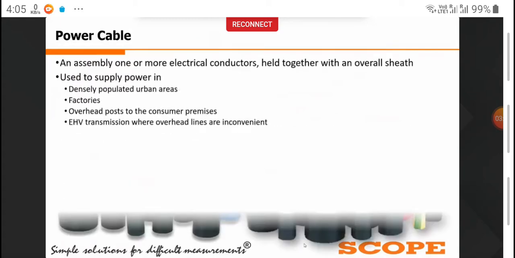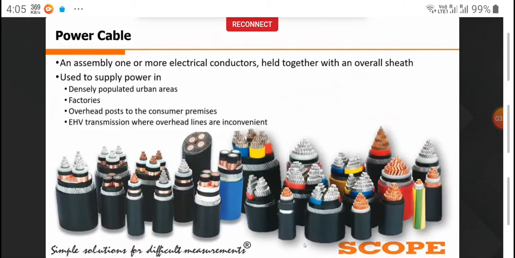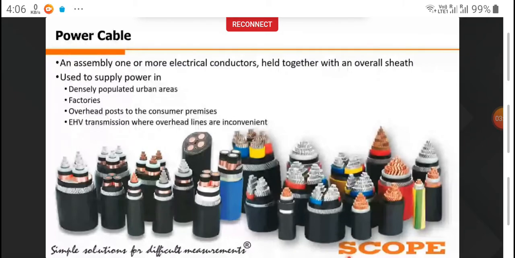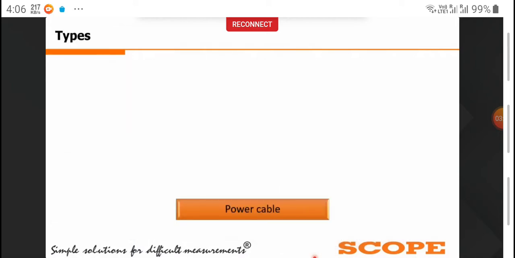Now, what is a power cable? A power cable is a single conductor or multiple conductors bound together with the help of an overall sheath and protective layers, which is used to transmit power between densely populated urban areas and factories, from overhead posts to consumer premises for distribution, and for EHV transmission where overhead lines are inconvenient and impracticable to use. Okay, so now we will see the different types of power cables.